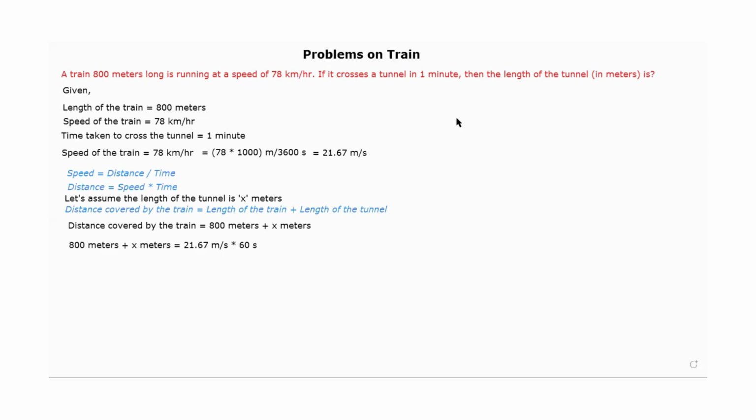Since the time taken to cross the tunnel is 1 minute, which is equivalent to 60 seconds, we can set up the equation 800 meters plus x meters equals 21.67 meters per second into 60 s. Simplifying the equation, 800 plus x equals 1300.2, x equals 1300.2 minus 800, x equals 500.2. Therefore, the length of the tunnel is approximately 500.2 meters.